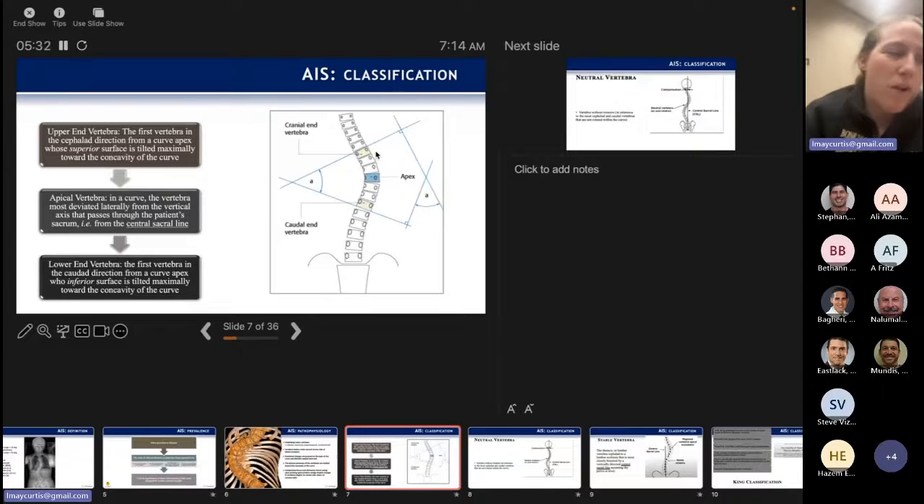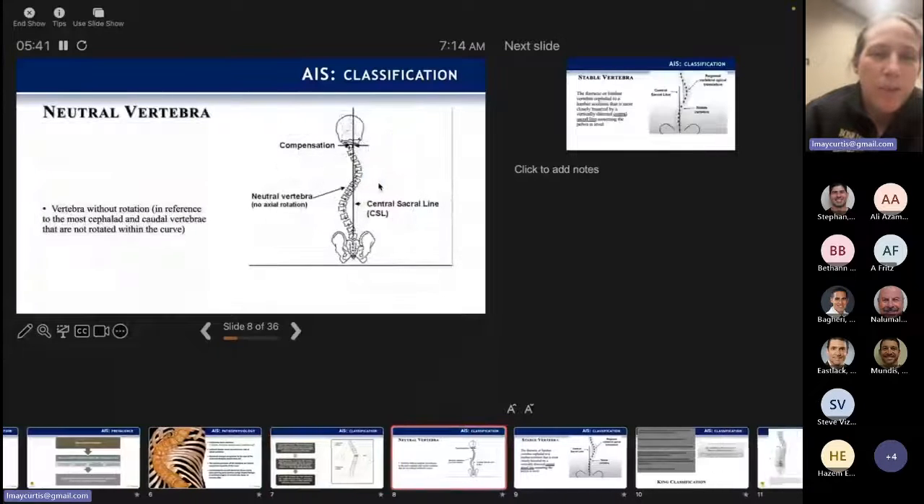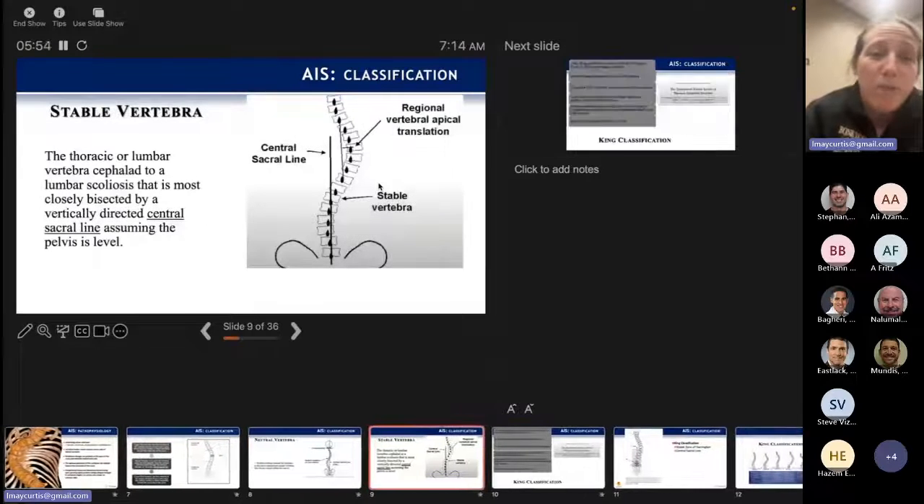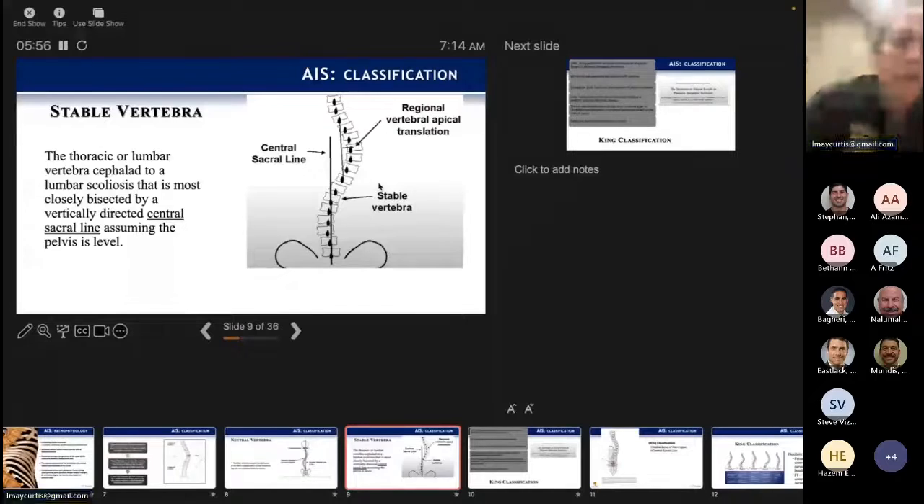And then you have your upper and lower end vertebra, which are the vertebrae tilted maximally towards the concavity of the curve. A couple more useful things are the neutral vertebra. This is the vertebra without any rotation, so looking straight on to the pedicles. And the stable vertebra is a very important concept. Again, you look at the central sacral line, and it's the vertebra that is most closely bisected by that line.